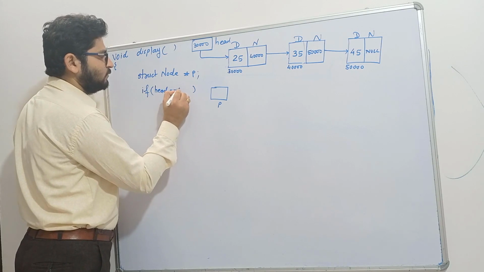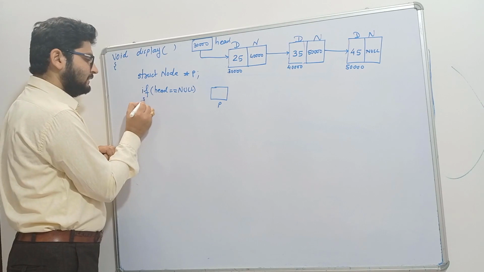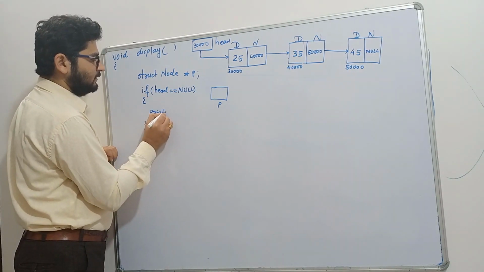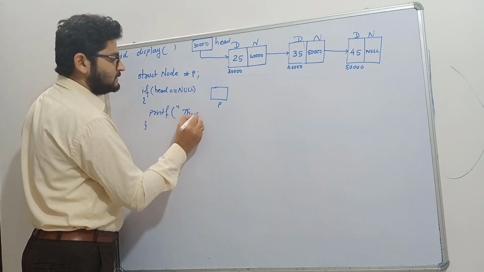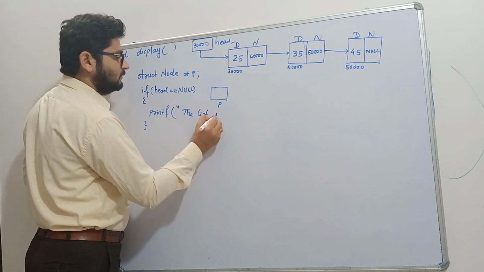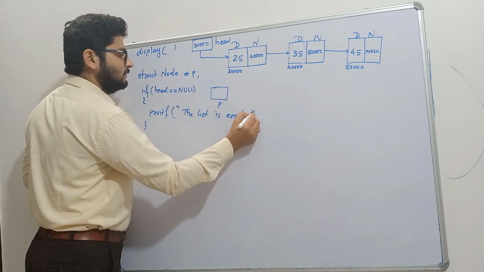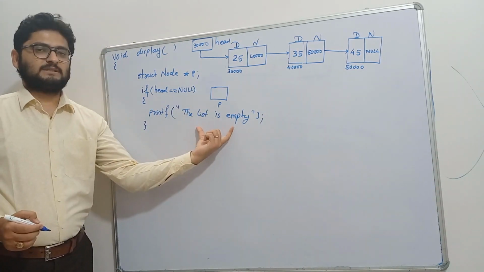If the head is equal to null, that means if this condition is true, head is null and the linked list is empty. So in this if block I am going to print "the list is empty". Why is the list empty? Because head is null. Because the head is null, that's why the list is empty.